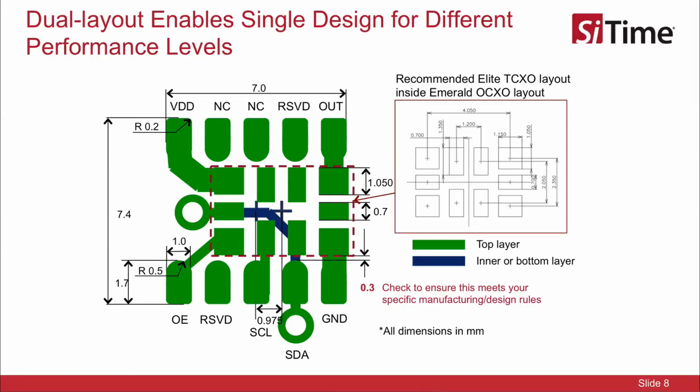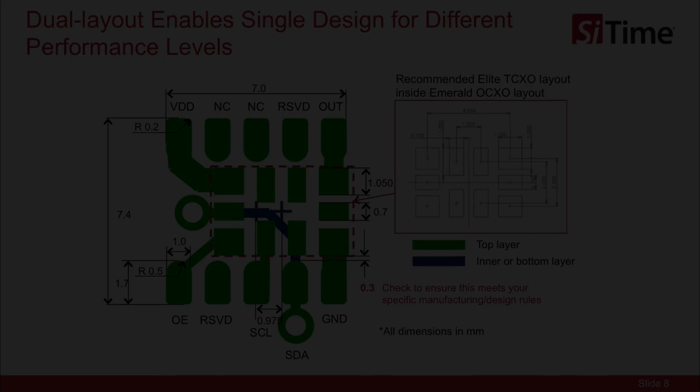When laying out the selected package, some designs may benefit by supporting both Emerald OCXO and Elite TCXO devices. For example, if you are not sure what level of performance is needed, or if you want a single design to support multiple markets. In these cases, the dual layout shown here can be used to populate either device. Contact SiTime for more information.